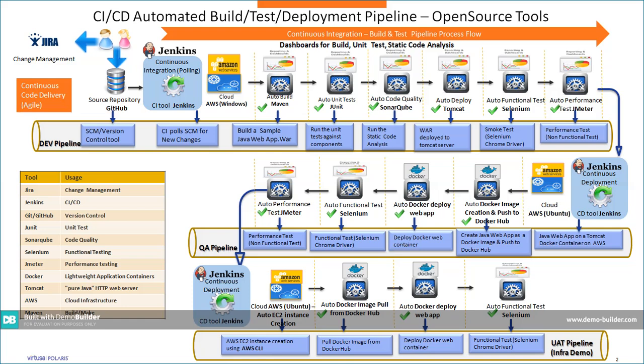On the QA pipeline, we have seen that the war file was passed on to the Ubuntu server, which was the QA machine, and a Docker image was created along with the Tomcat application server, and the Docker container was run, and the Docker image was pushed into the Docker hub, followed by a functional and a performance testing of the QA pipeline. On the UAT pipeline, a new Ubuntu server was created on the fly, and the Docker image that was pushed as part of the QA pipeline was pulled, and the container was executed, followed by the functional testing.